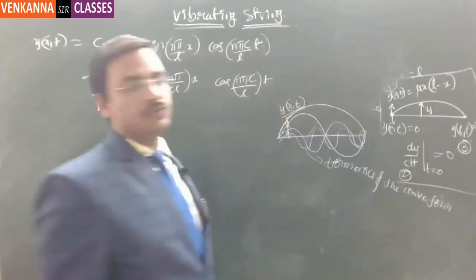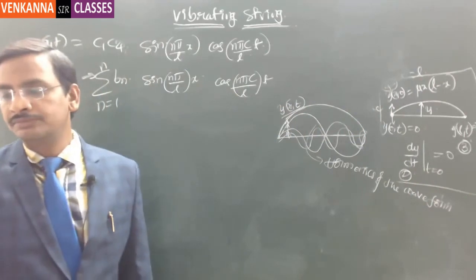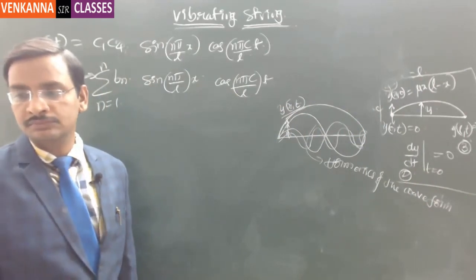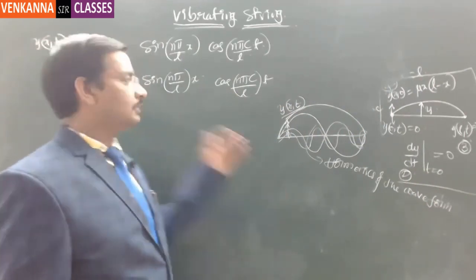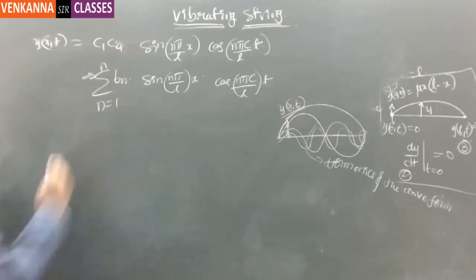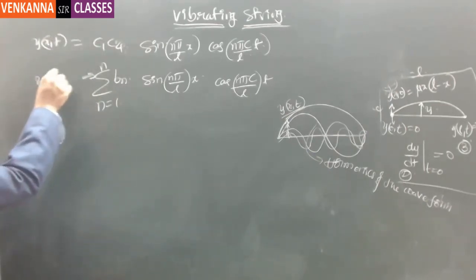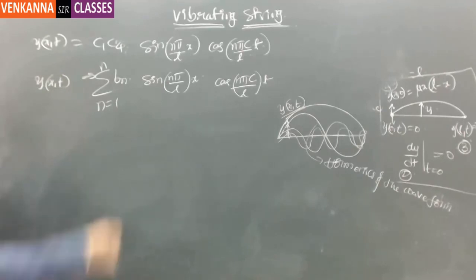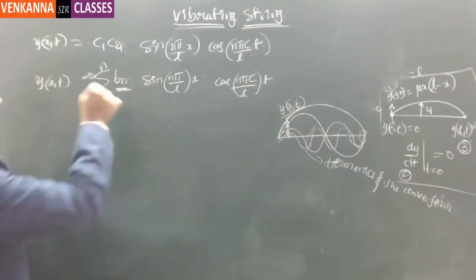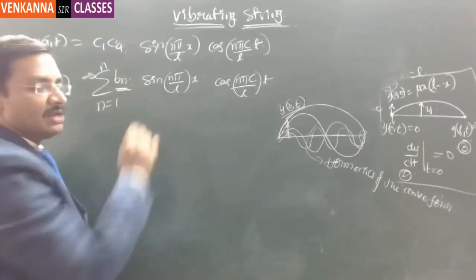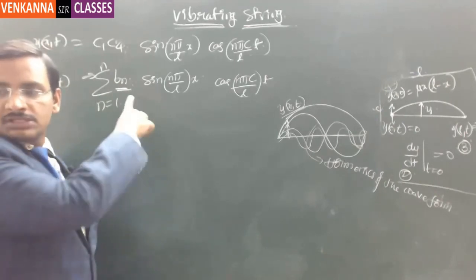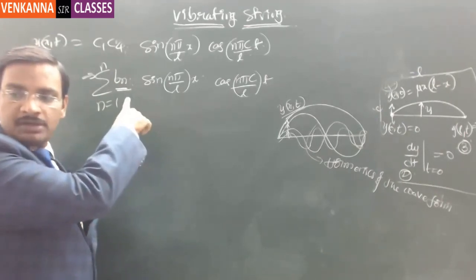Harmonics of the waveform. Got it? Yeah. So now, based on this understanding, this value is y of x comma t. Now if you want to find out this bn value, this value will be different for each n value. Right? For each n value, this constant may be different. This is an arbitrary constant.